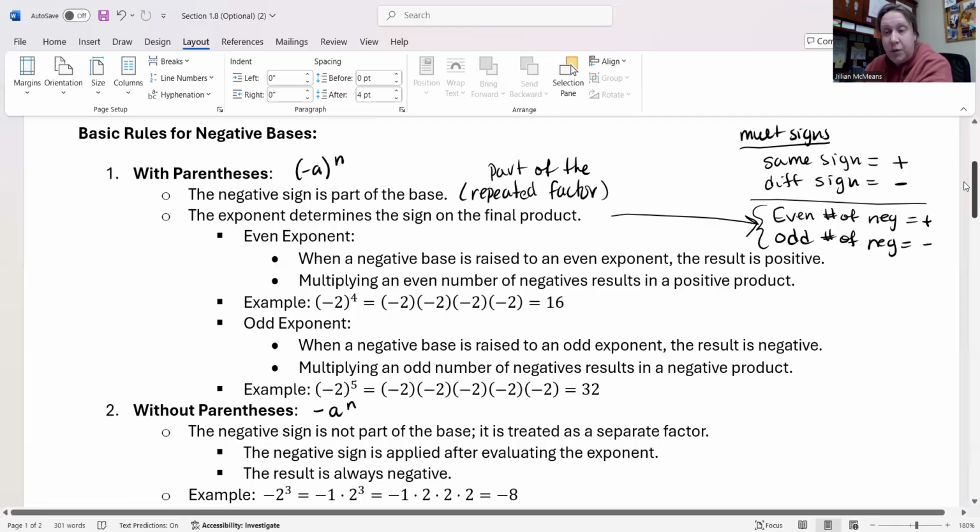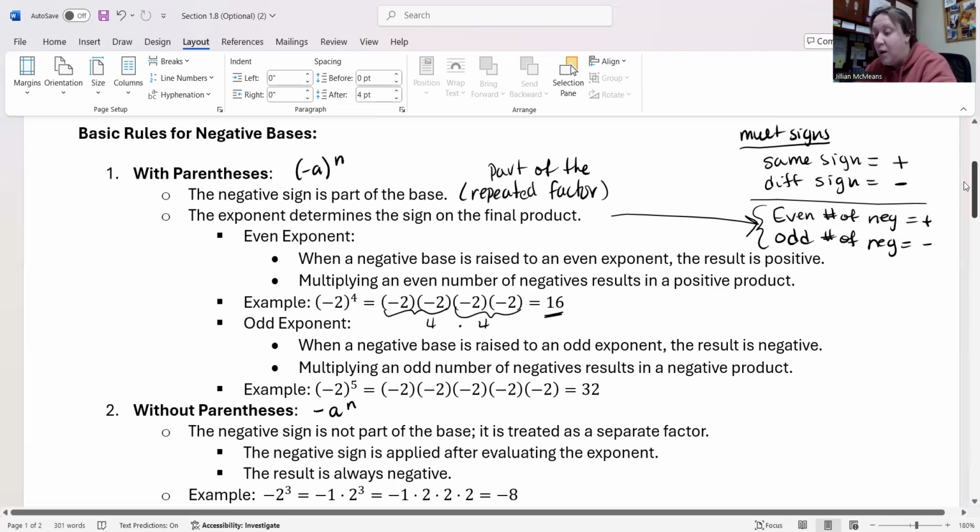So let's look at an example where we have a negative inside parentheses and an even exponent. I like to use 2 because 2 is easy to work with. So we have negative 2 in parentheses to the fourth power. That's the same as negative 2 multiplied by itself 4 times. Well, you can see here, this pair of negatives, they're going to group together to become positive. That just equals 4. This pair of negatives, they're going to group together to become positive, and that just equals 4. So really, at the end of the day, we have positive 4 times positive 4, which gives us that final product of positive 16. Okay?